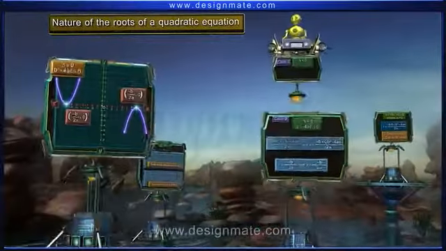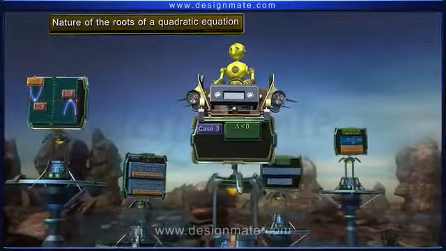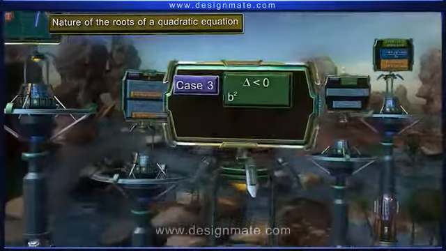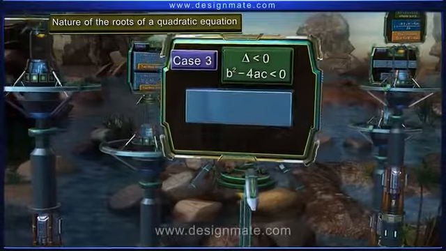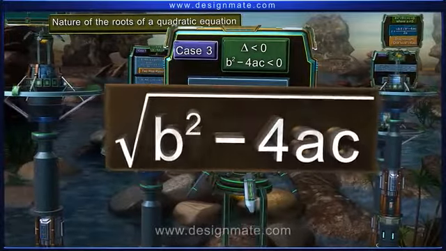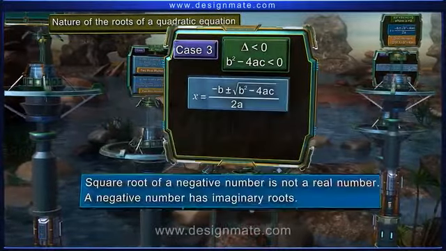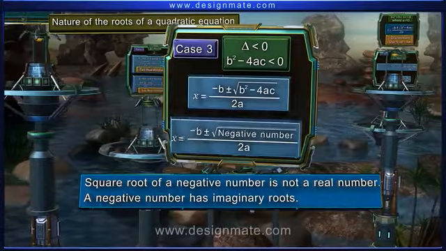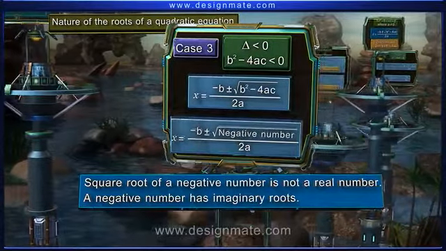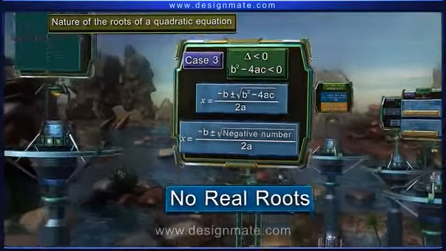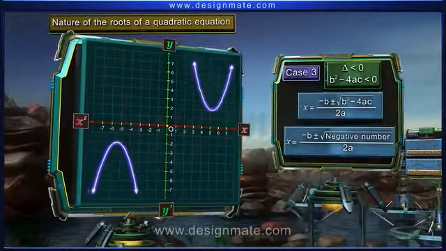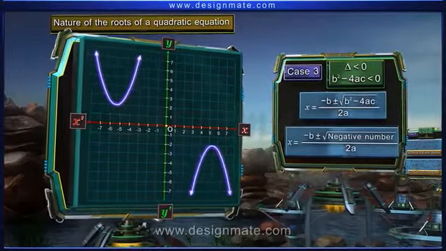Case 3. Delta is less than 0. That is, b square minus 4ac is less than 0. Here, we have a negative number under the radical sign. We also know that the square root of a negative number is not a real number. Thus, in this case, the quadratic equation does not have any real roots. This implies that the parabola does not intersect the x-axis.